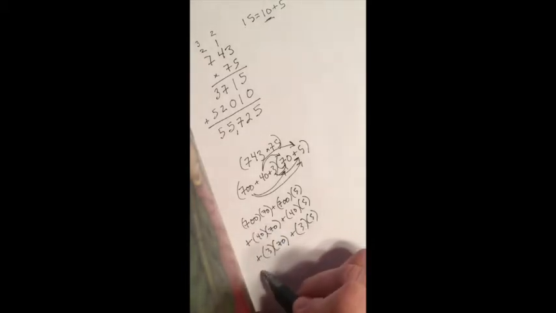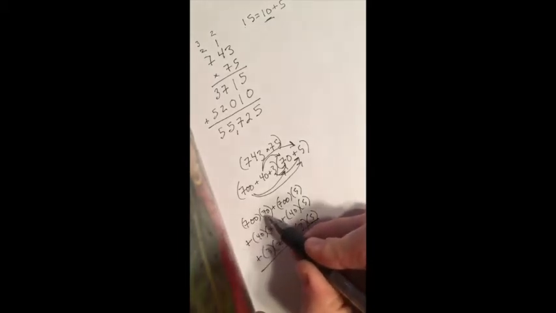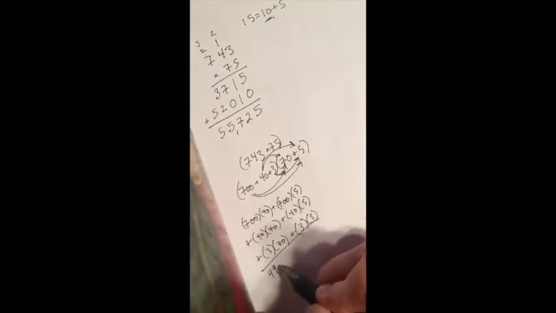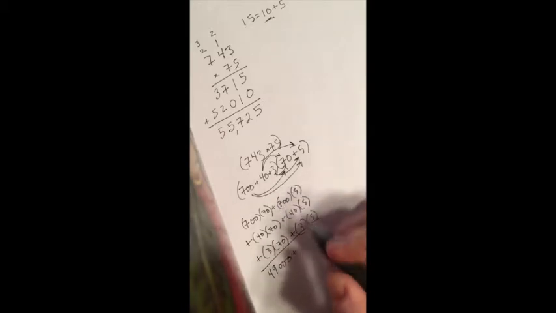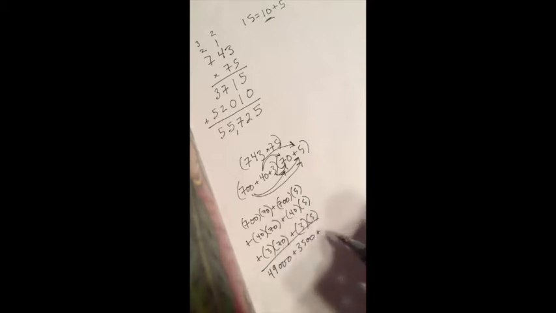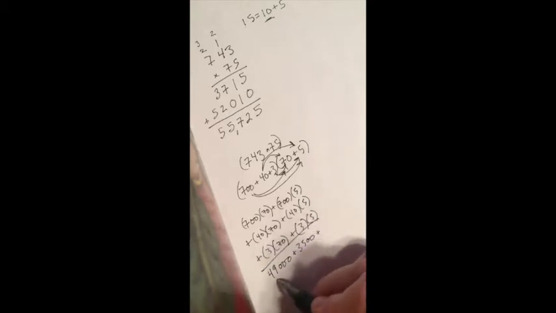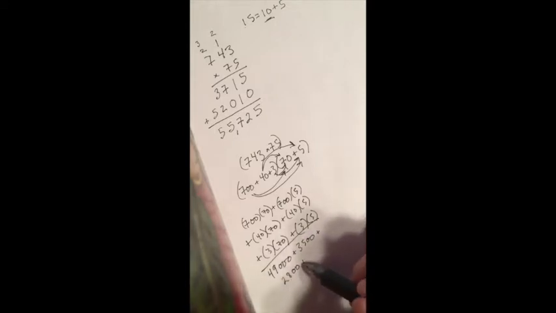So 700 times 70 is 49,000, plus 700 times 5 is 3,500, plus 40 times 70 is 2,800, plus 40 times 5 is 200, plus 3 times 70 is 210, plus 3 times 5 is 15.